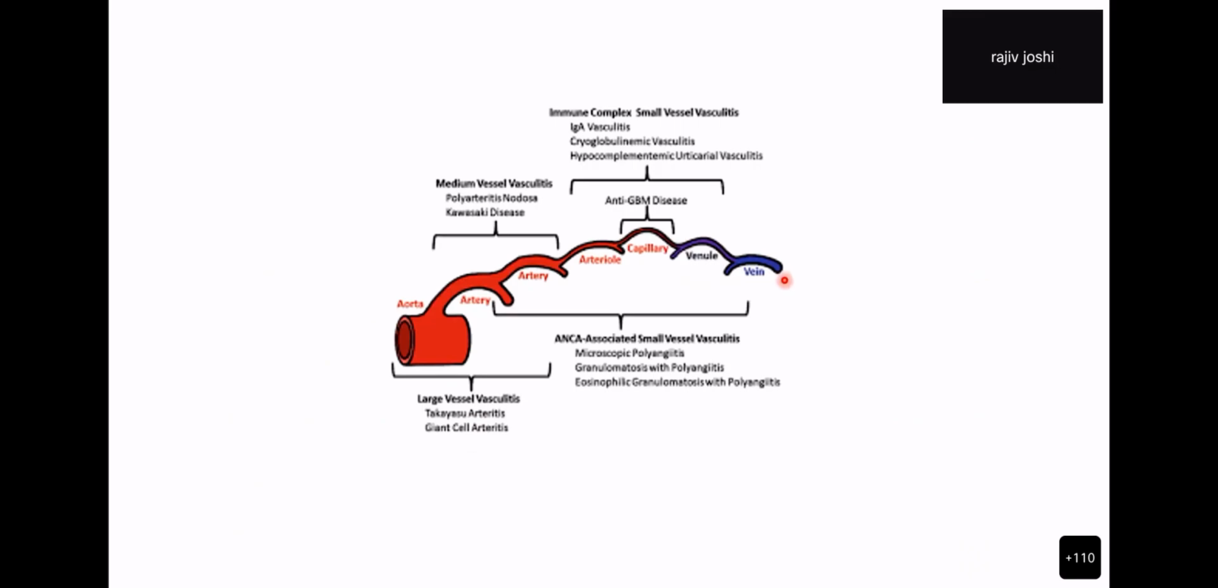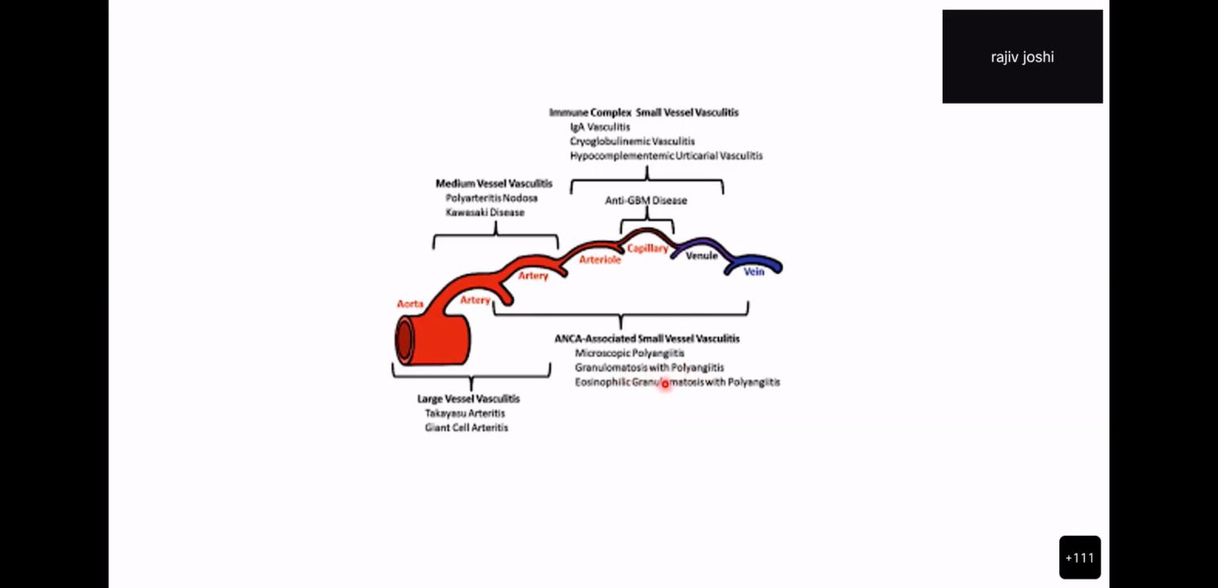Depending on the size of the vessel affected, what we deal with in the skin generally is only the small vessel vasculitis, that is IgA vasculitis, cryoglobulinemic vasculitis, hypocomplementemic urticarial vasculitis, which generally involves the capillaries and post-capillary venules. You can also get ANCA-associated small vessel vasculitis, such as microscopic polyangiitis and granulomatosis with polyangiitis, that is what used to be known as, what was the syndrome that this used to denote? Anybody?